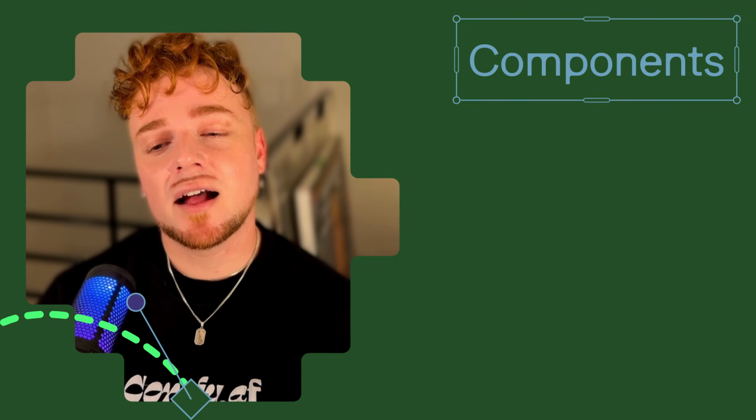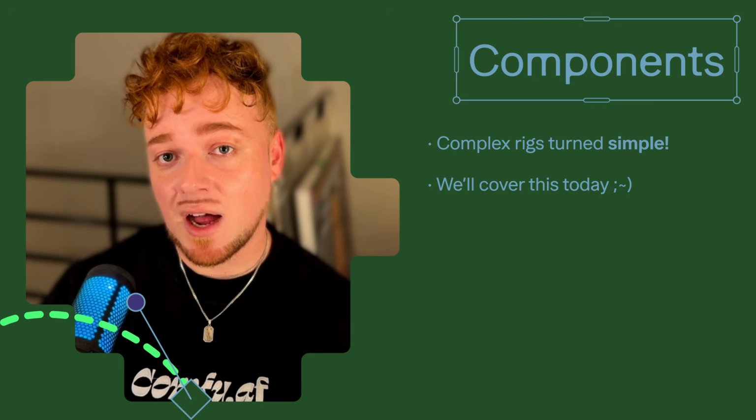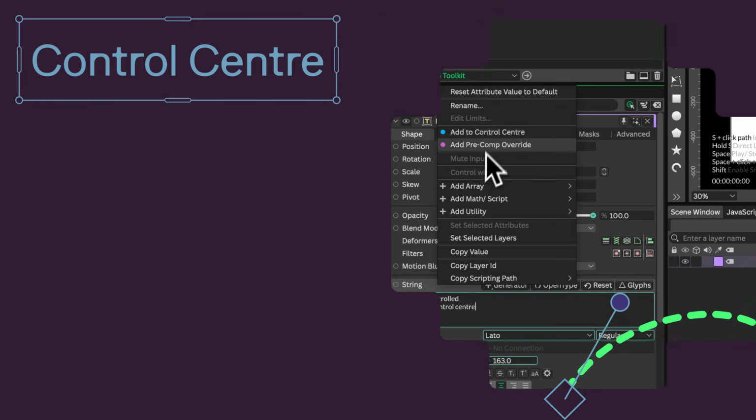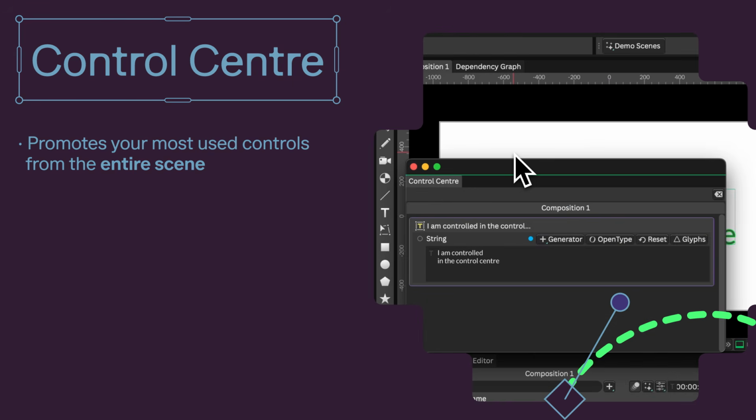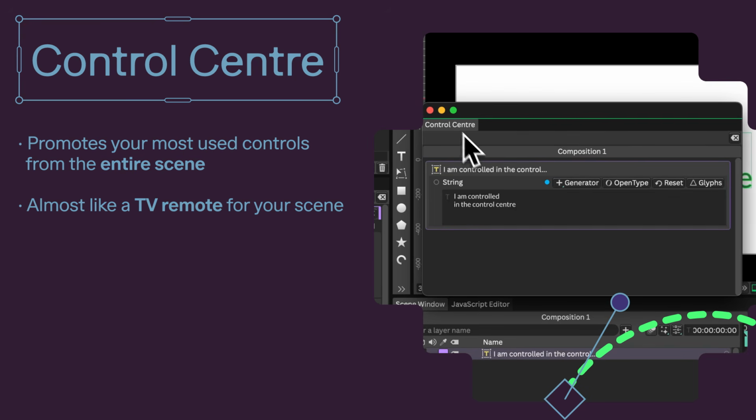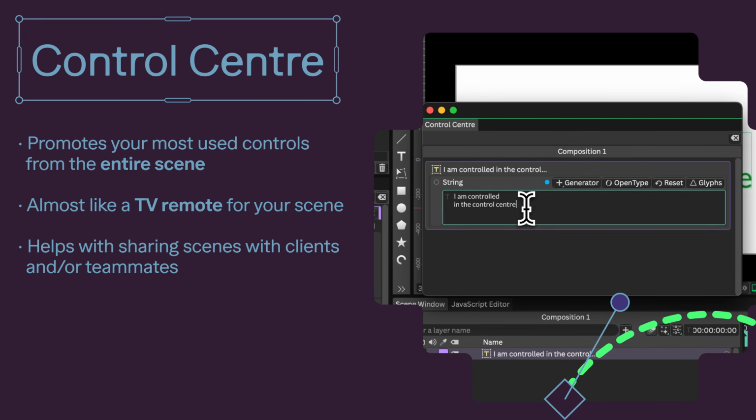Components encapsulate a complex rig with custom UI, what we're building today. And a control center is a dashboard for your scene's most used controls from any layer or any aspect of that scene. Each one has its own place, but today let's just focus on components, keep it nice and simple with a clean rig system.